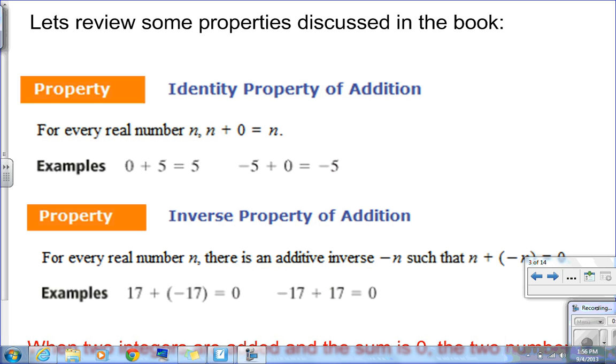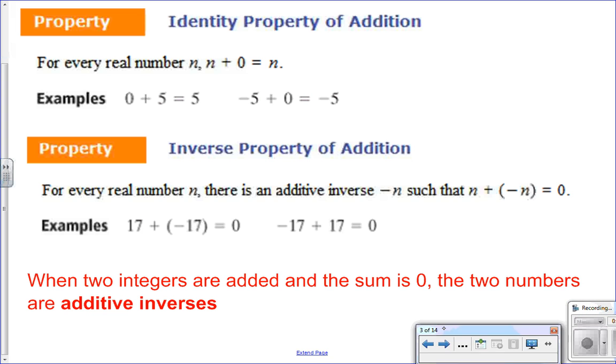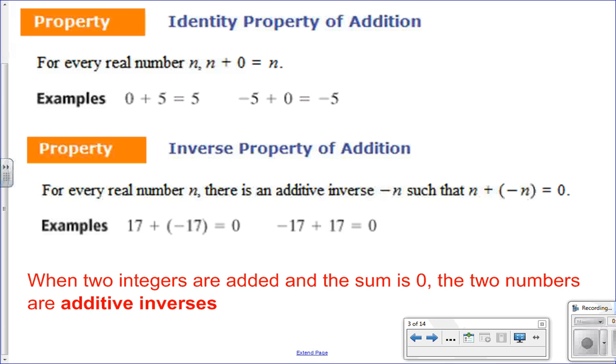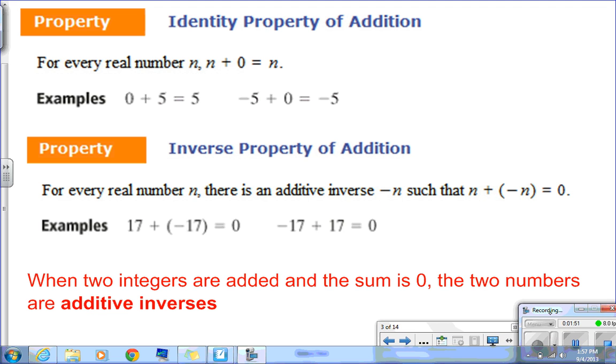Next, let's review some properties that are discussed. So the identity property of addition we learned before, and that's any number added to 0 is going to equal itself. More importantly, though, is the inverse property of addition, which states that for every real number n, there's an additive inverse, the opposite of n, such that the sum of them equals 0. For example, 17 plus -17 equals 0.